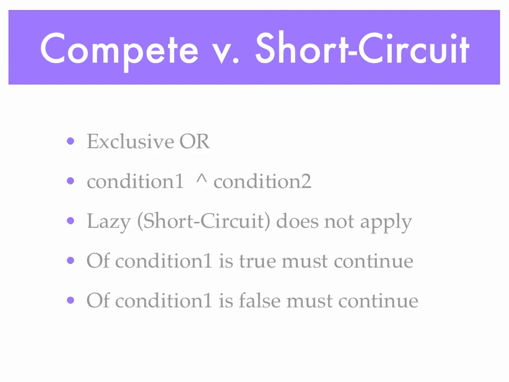Now, the exclusive or, I can't use short circuit evaluation, because remember, the exclusive or looks at one or the other but not both. So if condition 1 is true, I have to continue, because I have to see if condition 2 is true, because if it is, I'm going to evaluate to false. If condition 1 is false, I'm still going to continue, because I have to evaluate condition 2 to see if it's true. So with exclusive or, symbolized by that caret, I cannot do lazy or short circuit evaluation. I have to do full evaluation.